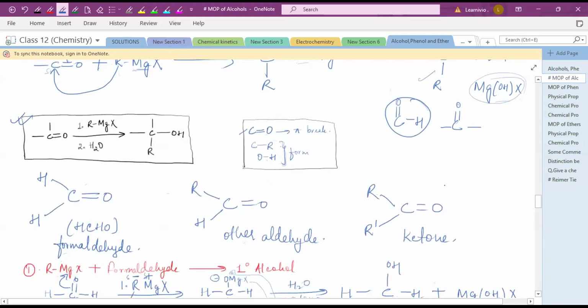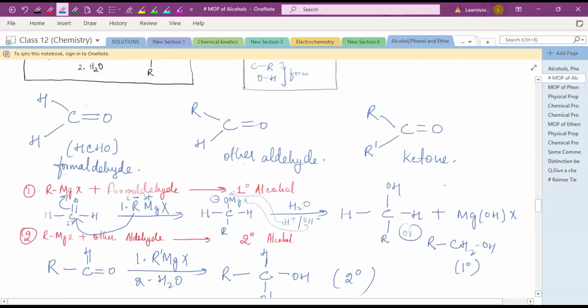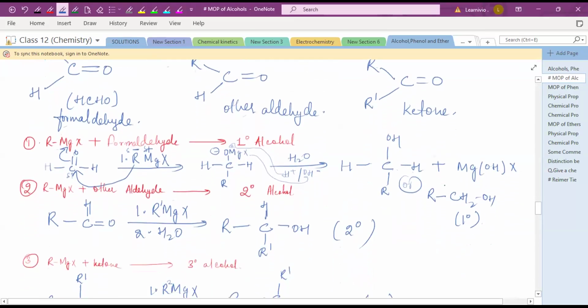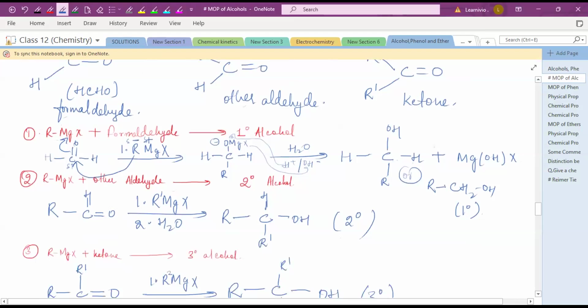Now we have formaldehyde, other aldehydes, meaning aldehydes other than formaldehyde, and the third is ketone. When you treat formaldehyde with the Grignard reagent, you will get a primary alcohol. So formaldehyde plus Grignard reagent will give you a primary alcohol. Similarly, when you take other aldehydes other than formaldehyde and treat them with Grignard reagent, you will get a secondary alcohol.